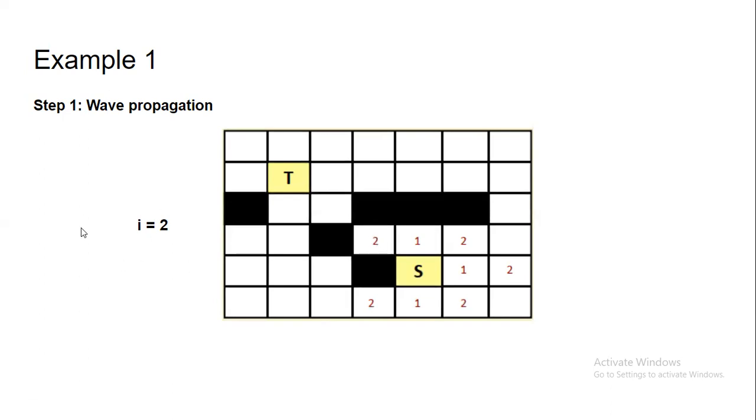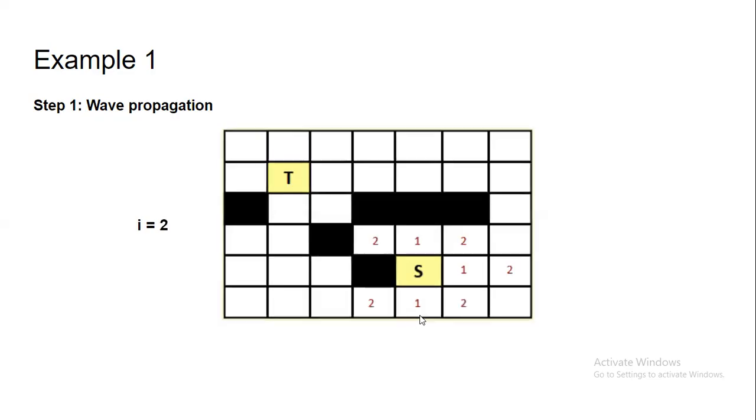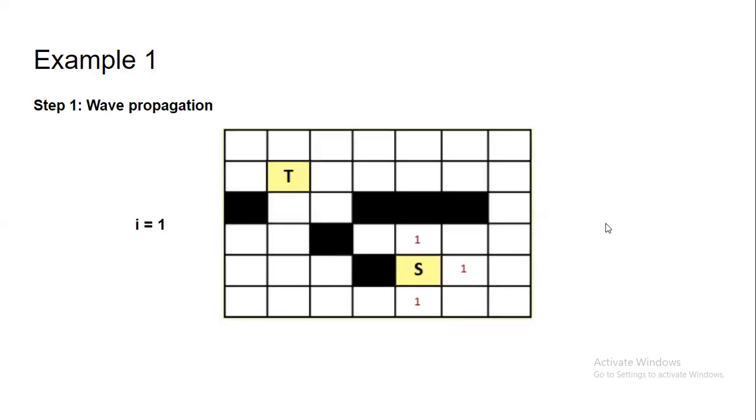But in iteration 2, we have leveled the blocks that are 2 Manhattan distance away. এটা কি বুঝতে পারছেন কি? I equal to 1 থেকে 2 টা কিভাবে আসতেছে? Any question? Yes, sir.